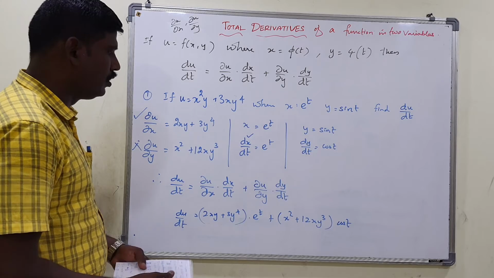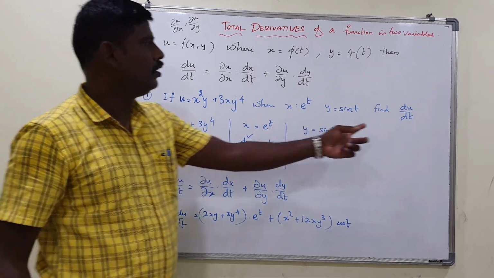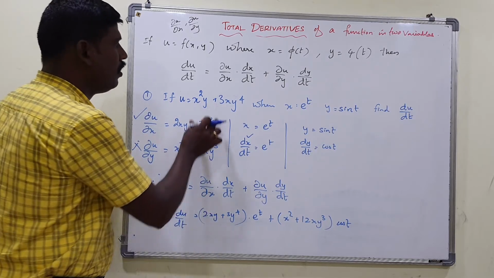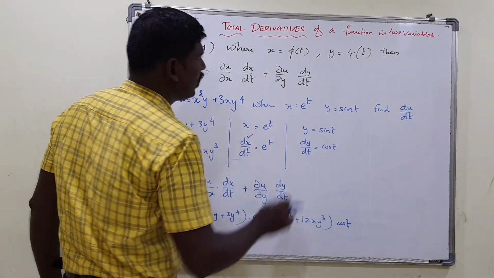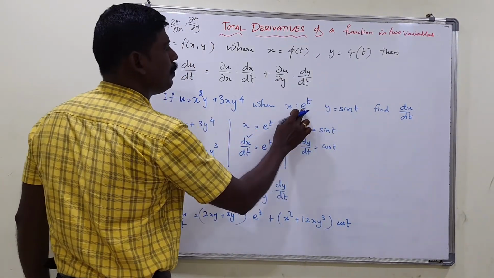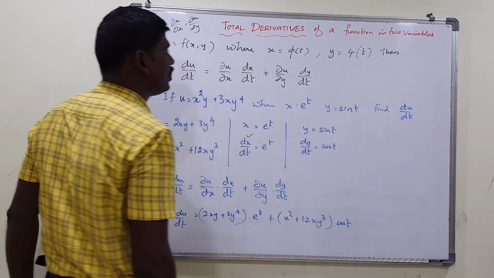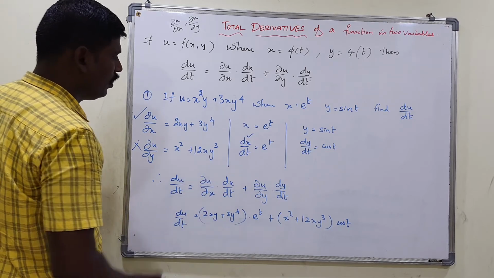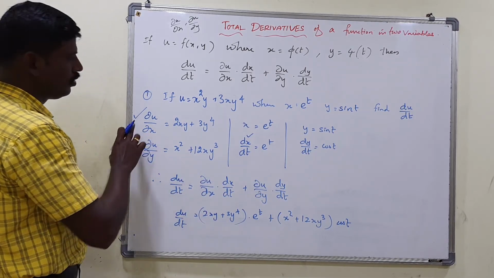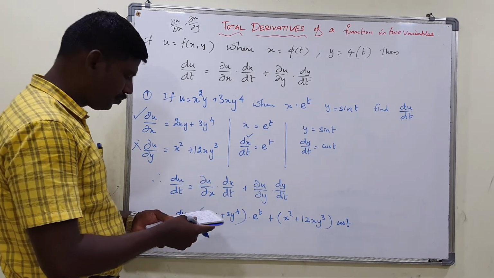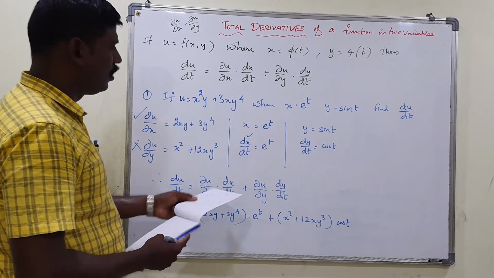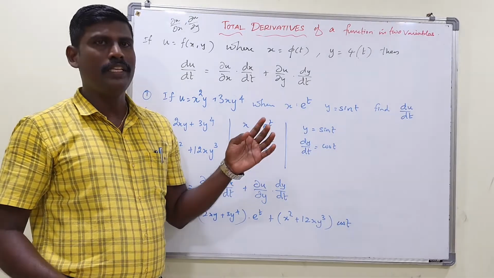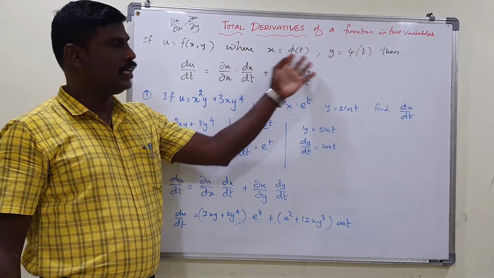This is the answer for du by dt, that is the total derivative of the given function where x and y are related with phi of t and psi of t. This is phi of t and this is psi of t. That's all. So I rearranged the given formula as I wanted. These are our two problems. Today I worked these out. The rest of the problems we will do in the next session, based on the same problem.